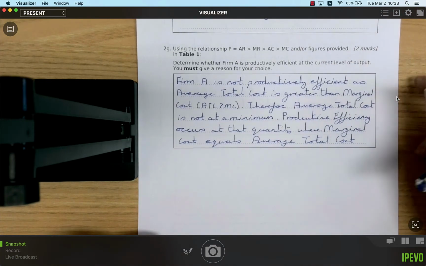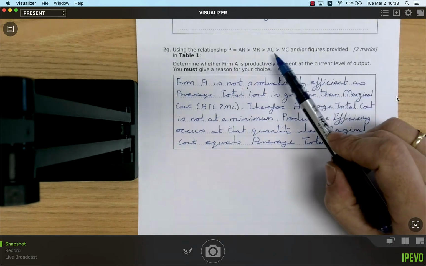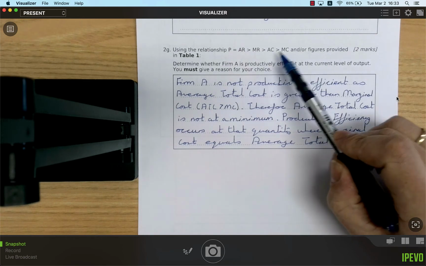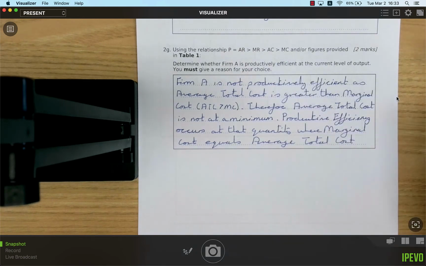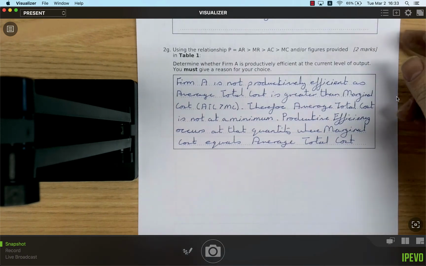Now, determine whether firm A is productively efficient at the current level of output. You must give a reason. Well, it clearly is not. And why? Because productive efficiency occurs when these two are equal and they are not. So when they're not equal, you're not productively efficient. Firm A is not productively efficient as average total cost is greater than marginal cost. Therefore, average total cost is not at a minimum. Productive efficiency occurs at that quantity where marginal cost equals average total cost.